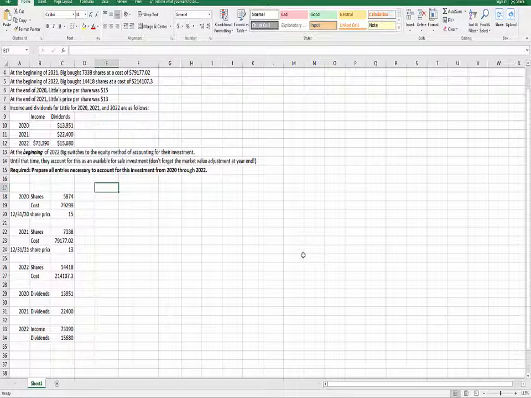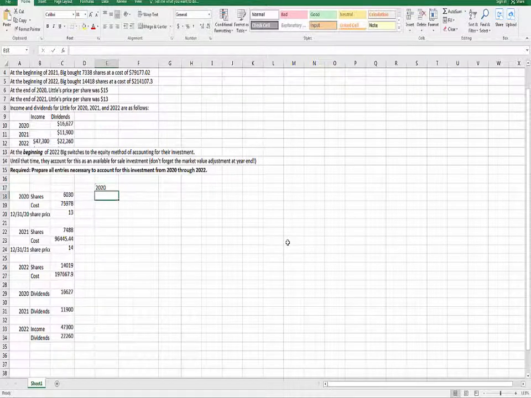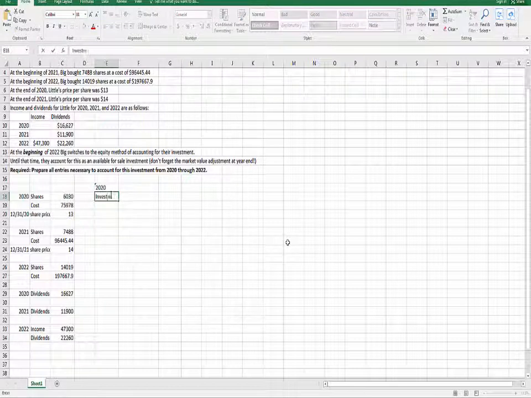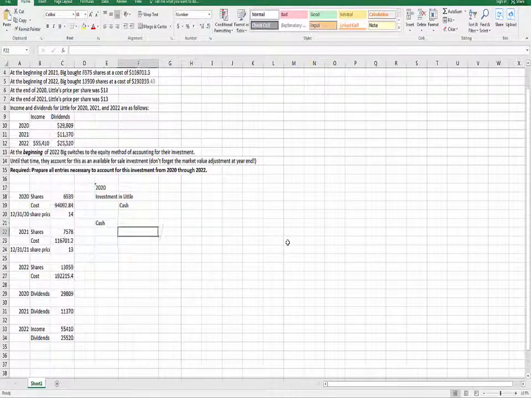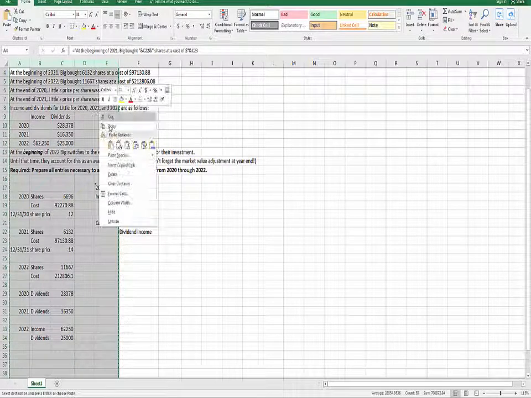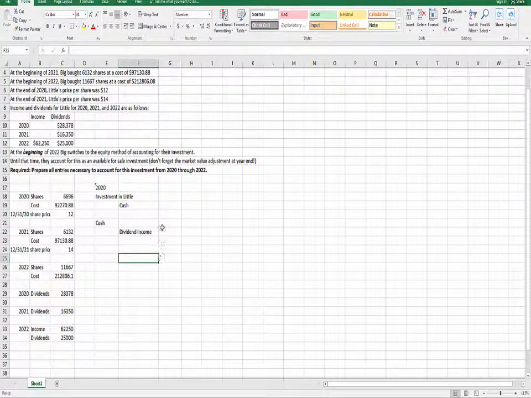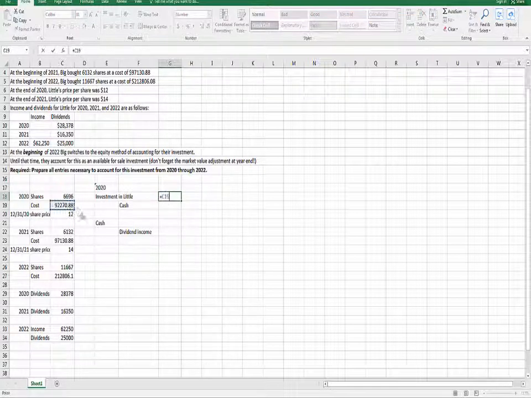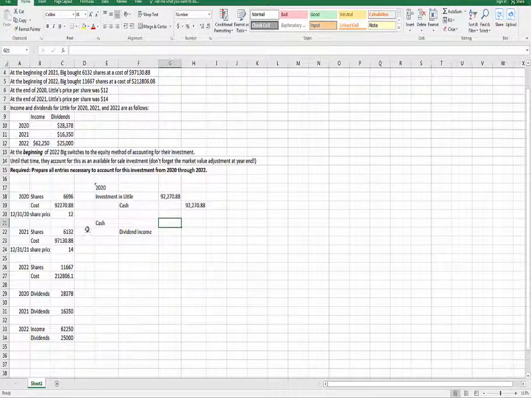For the first 2 years, 2020 and 2021, it's going to be straightforward. The same three things. We're going to make our investment. We're going to receive our dividend. And we're going to do a fair value adjustment. I saw those numbers jumping around, so I'll copy and paste as values. That will simplify things a great deal. Okay, so our first year's investment, we paid $92,270.88. For the dividends, please be careful here.